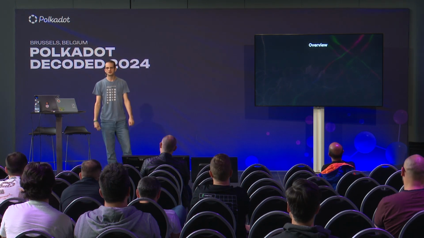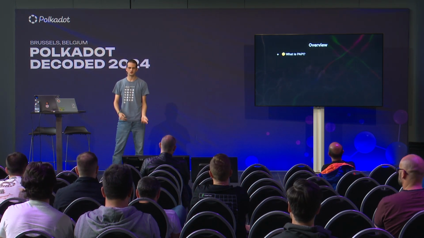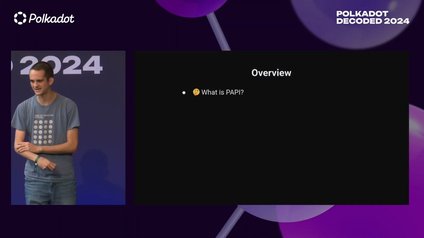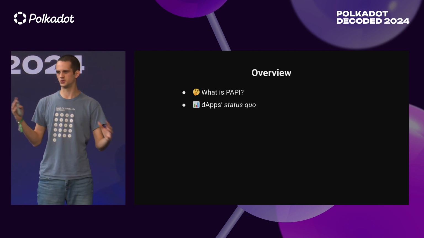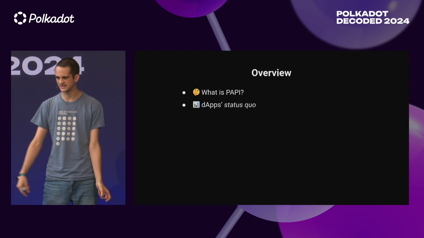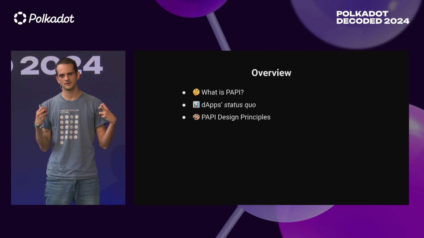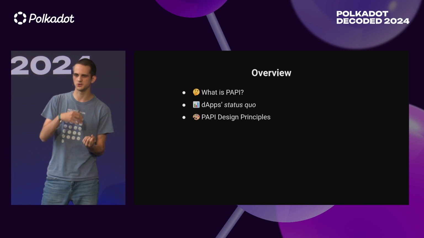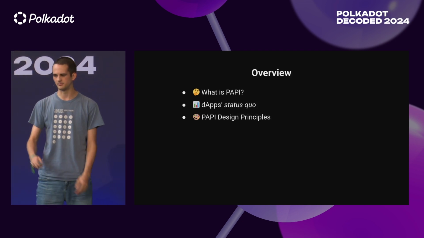So quick overview on the presentation. First of all, for those of you who might not be familiar with Polkadot-API, what is it? Then we want to delve into the status quo of decentralized applications. What is actually going on? And then we want to see how the design principles of PAPI are trying to solve many of these issues that we currently find in DAPP development.